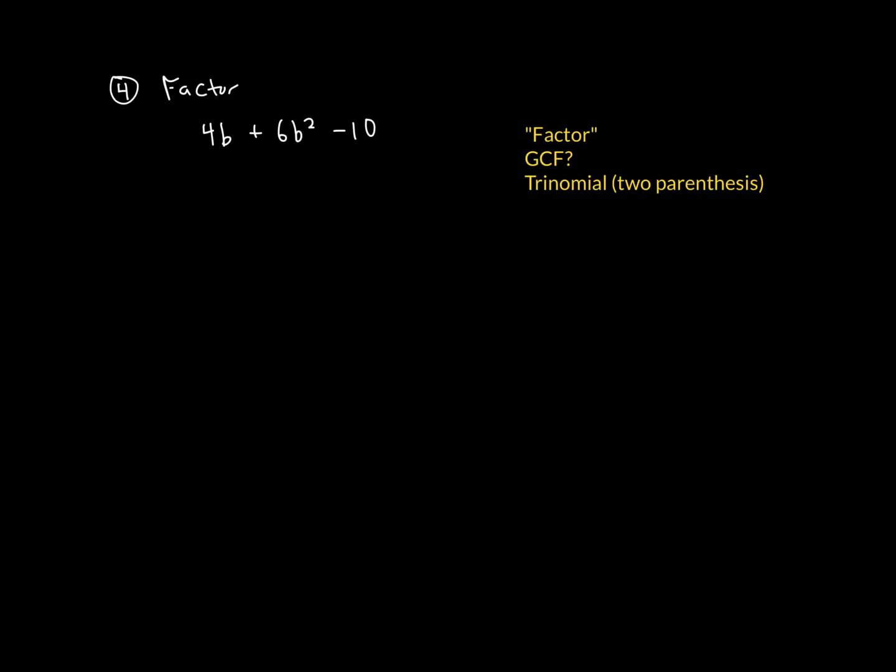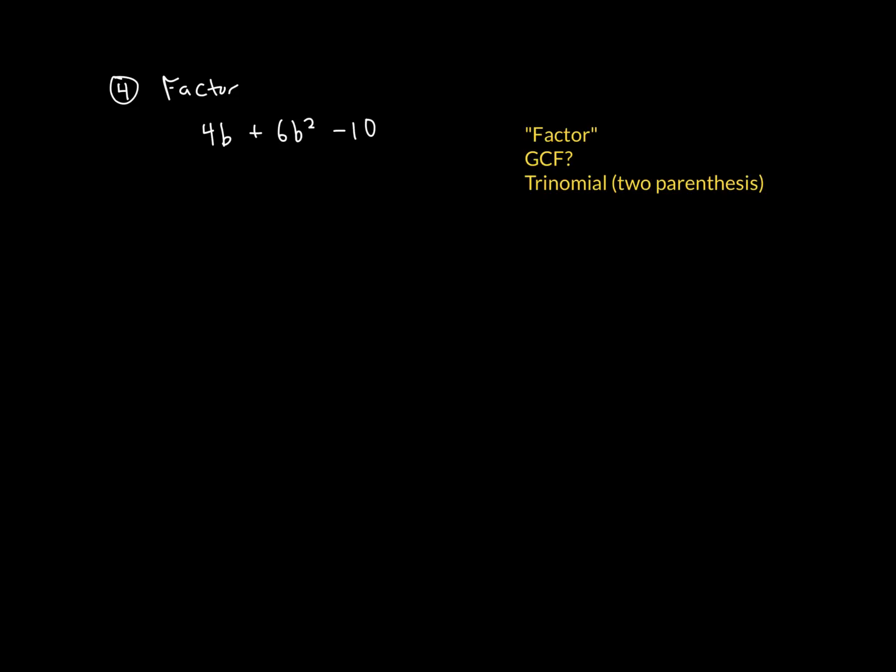Fourth example, factor 4b plus 6b squared minus 10. It does say factor in the instructions, so the first thing you'll want to check is if there's a greatest common factor. One thing I'll mention, though, something that comes up here even before we get to greatest common factor.